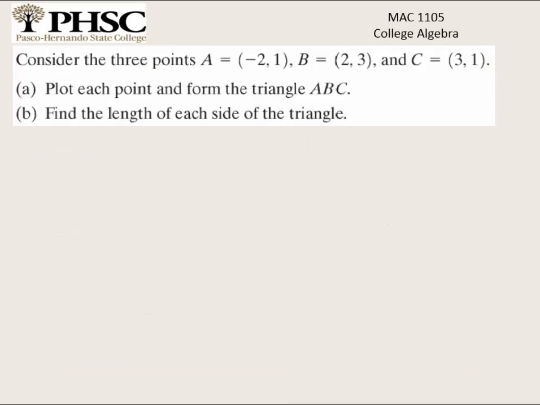So the next thing is we're going to talk about three different points. We have A, B, and C, and then we're going to plot each point, and we're going to form a triangle ABC. And then what we're going to do is go ahead and find the length of each side of the triangle.